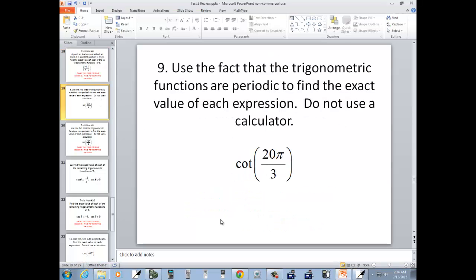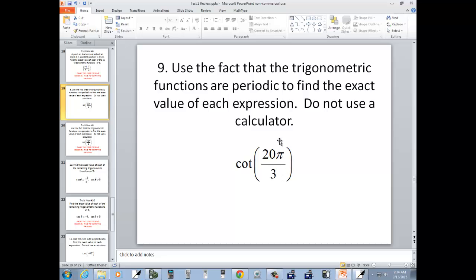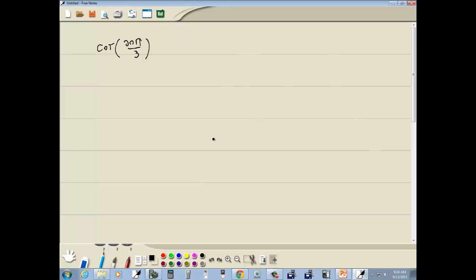Okay, number 9. Use the fact that trig functions are periodic to find the exact values of each expression. Do not use a calculator. Okay, so we got cotangent of 20 pi over 3. Well, periodic means you can add or subtract 2 pi over and over. And this isn't on the unit circle, so I want to subtract 2 pi.